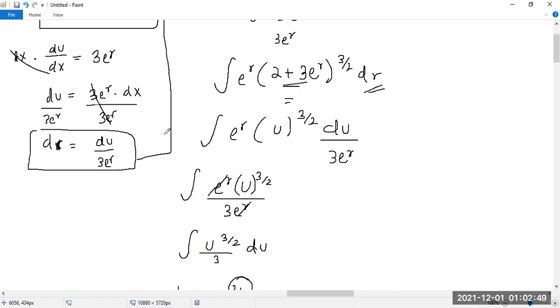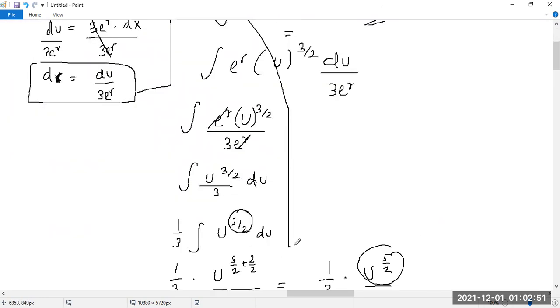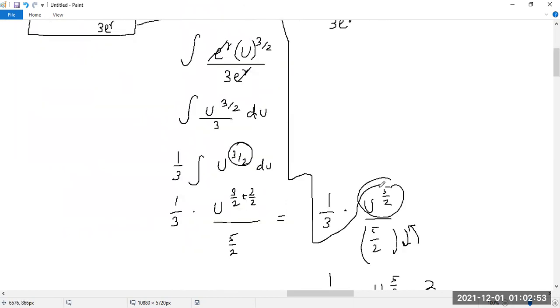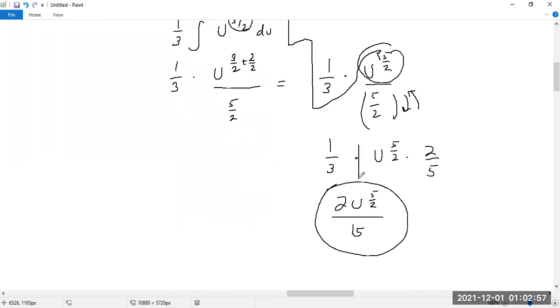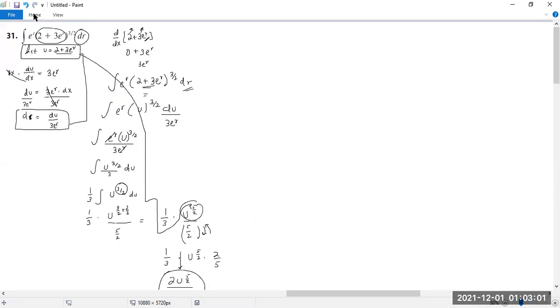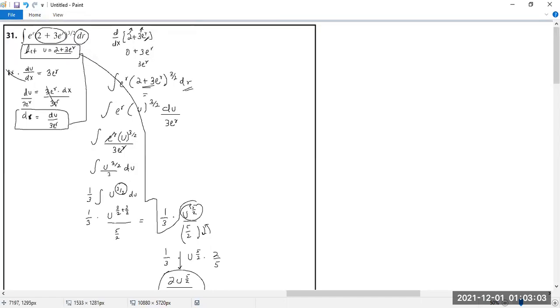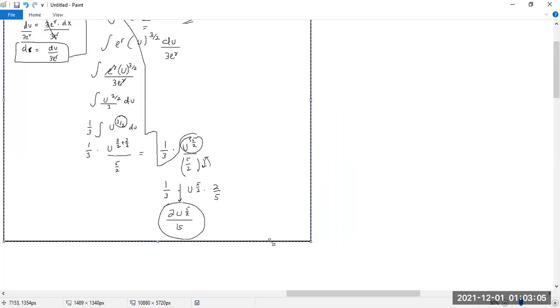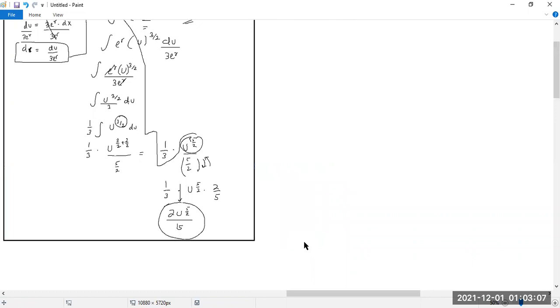And then, of course, you can just plug the u back in to here. And then you'd arrive at your final answer, so to speak. But that process is pretty much consistent.